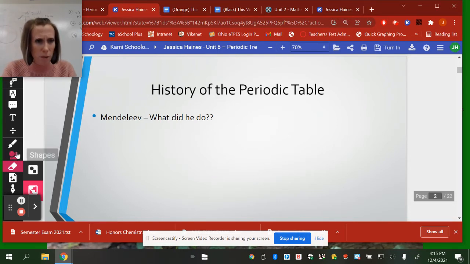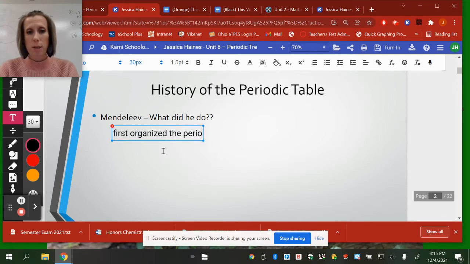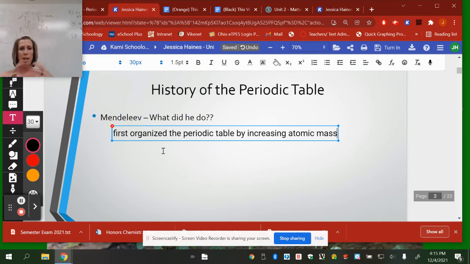So Mendeleev first organized the periodic table by increasing atomic mass, which totally made sense. You would think as the periodic table is laid out, increasing atomic mass would make sense.